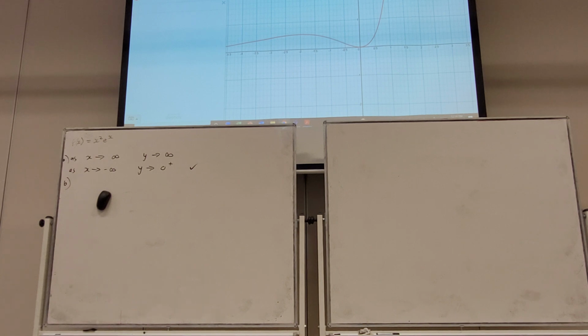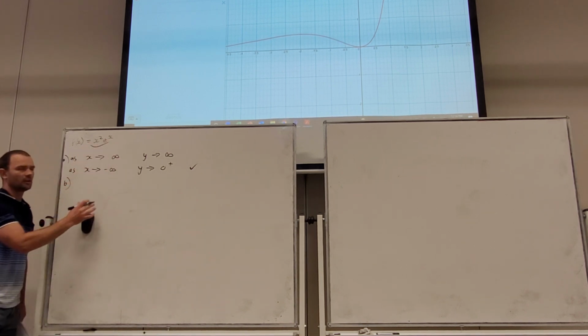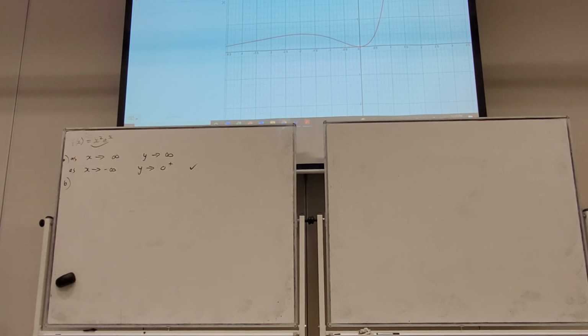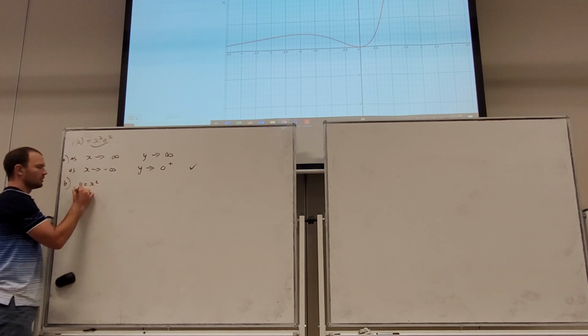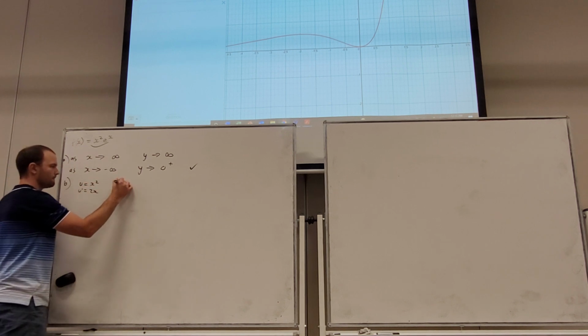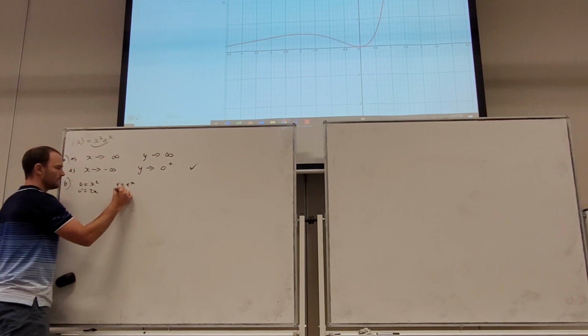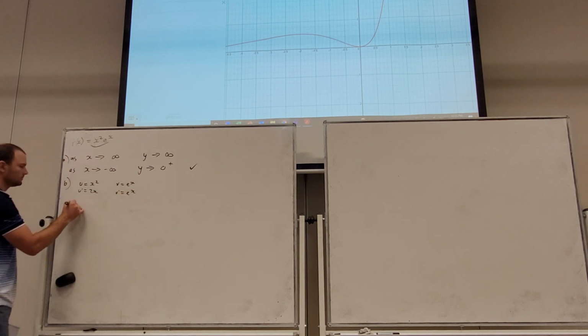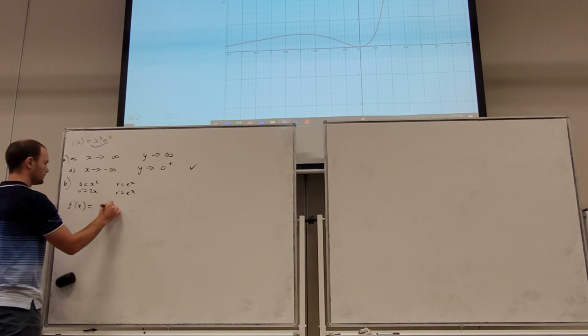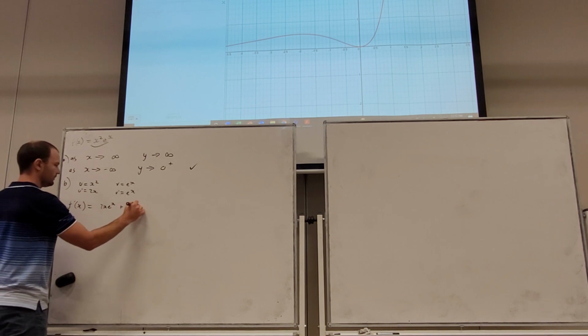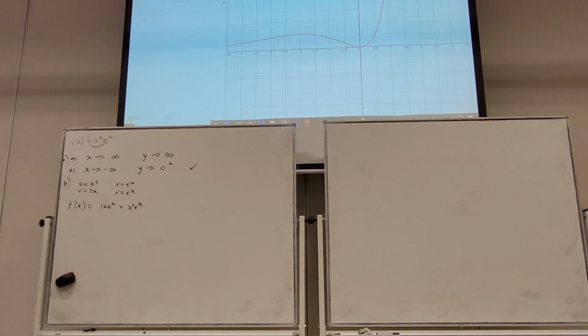Find f dash of x and draw its sign diagram. Okay, we've got this function here. In order to find the first derivative, we need to use the product rule. We've got u is x squared, u dash is 2x, v is e to the x, and v dash is e to the x. So it's u dash v plus u v dash. Now we want to draw its sign diagram.